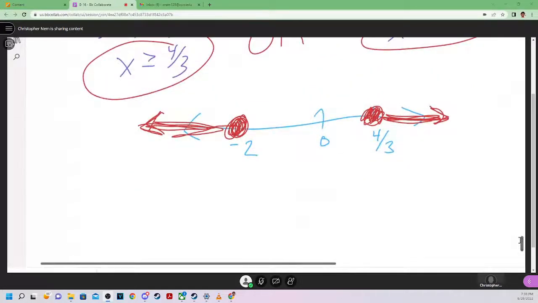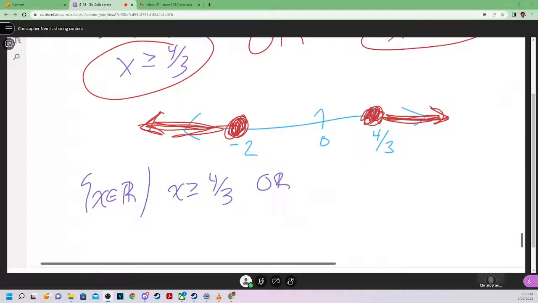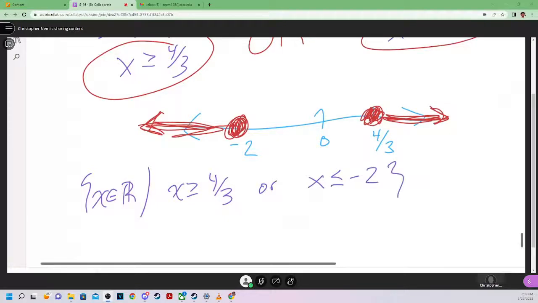So now if I were to write this in set builder notation, you would just write x belongs to reals such that x is bigger than or equal to 4/3, nothing changed, or, I mean, you wouldn't capitalize the word or, so lowercase, or x is less than or equal to -2. So this is your set builder notation.